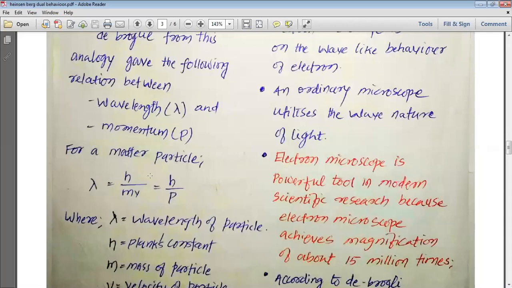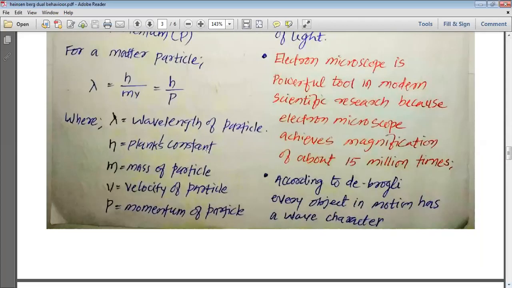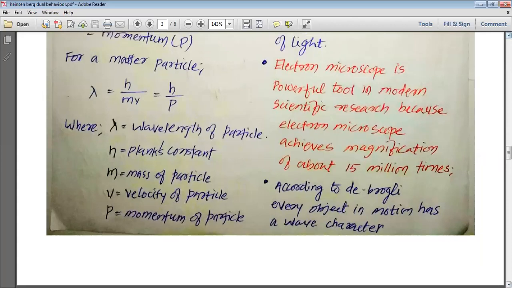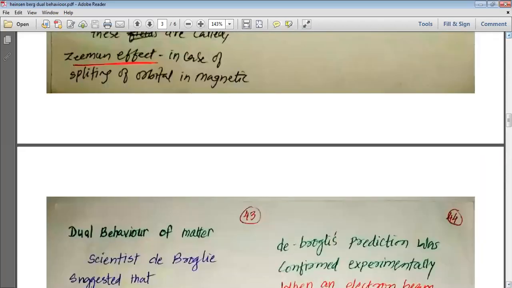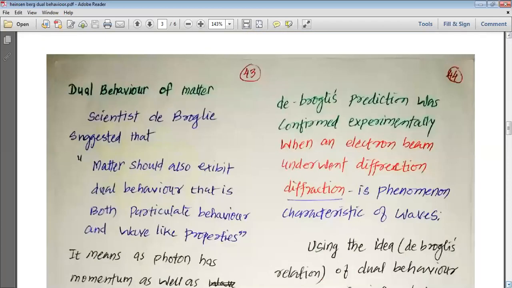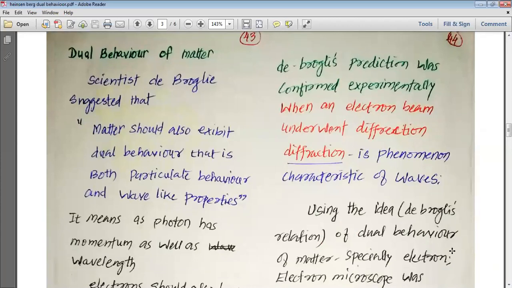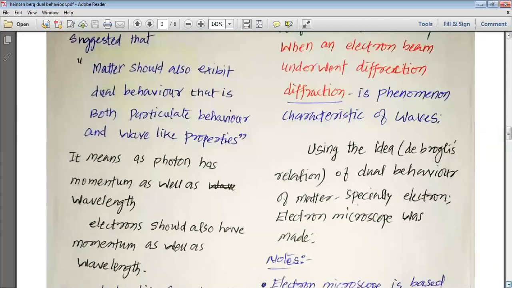For a matter particle, lambda wavelength is equal to h upon mv, that is h upon p, where lambda is equal to wavelength of particle, h is Planck's constant, m is equal to mass of particle, v is the velocity of particle, and p is the momentum of particle. De Broglie's prediction was confirmed experimentally when an electron beam underwent diffraction. What is diffraction? Diffraction is a phenomenon which is the characteristic of wave nature.